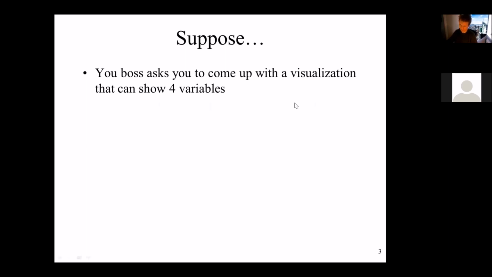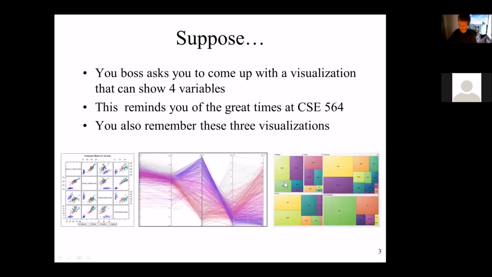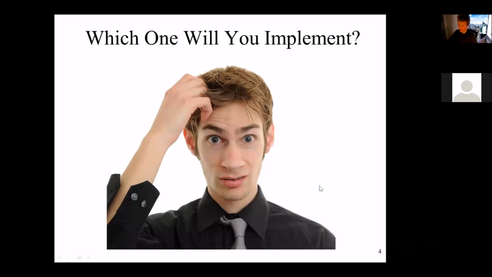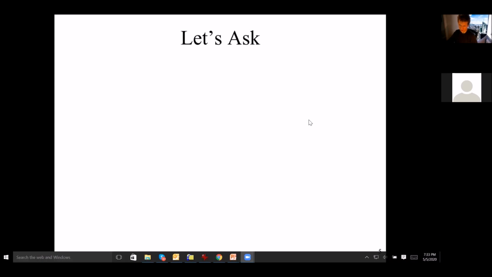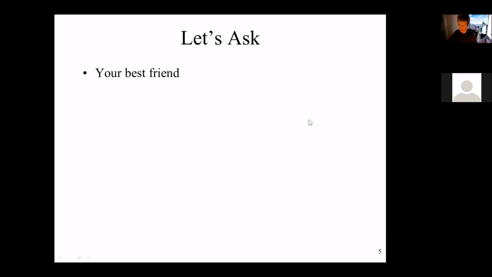Then that reminds you of what you had in 564, right? And you remember these visualizations: your scatter plot matrix, parallel coordinates, tree map. And then you're going to ask yourself, which one will you implement, okay? So let's ask your best friend, which one you want to do, right?